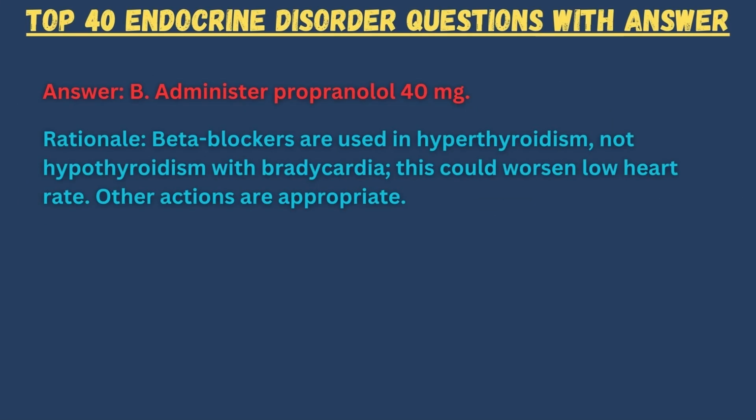Answer. B. Administer propranolol 40 milligrams. Rationale. Beta blockers are used in hyperthyroidism, not hypothyroidism with bradycardia. This could worsen low heart rate. Other actions are appropriate.